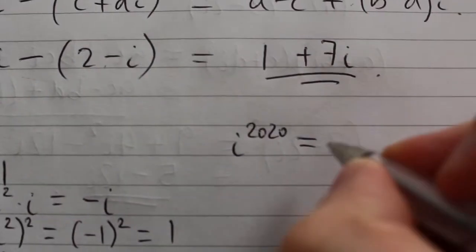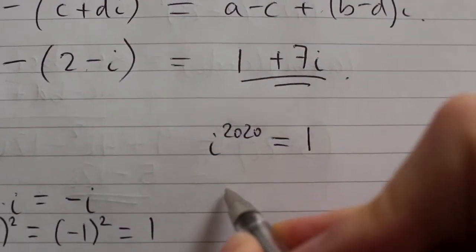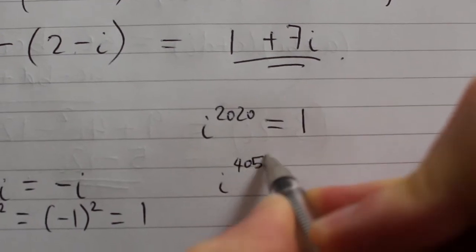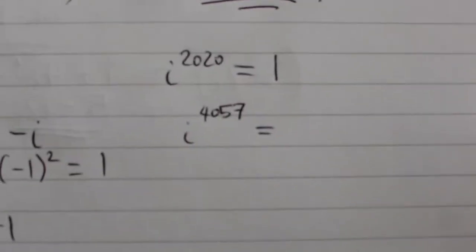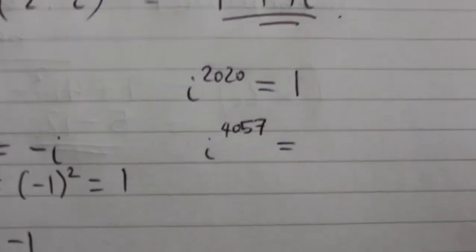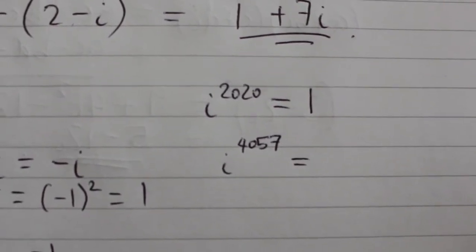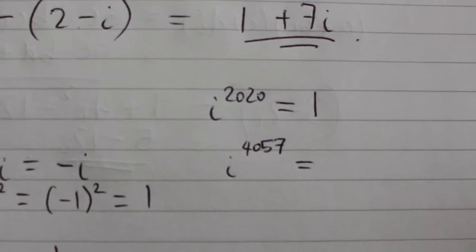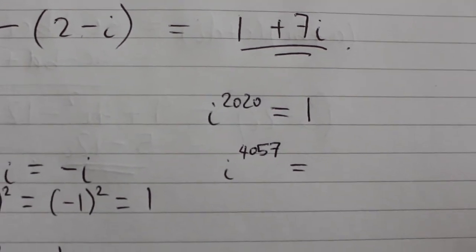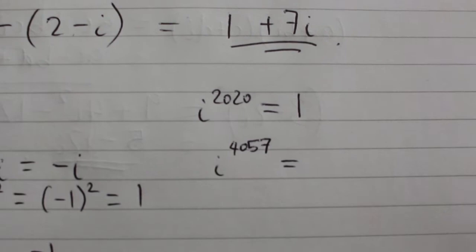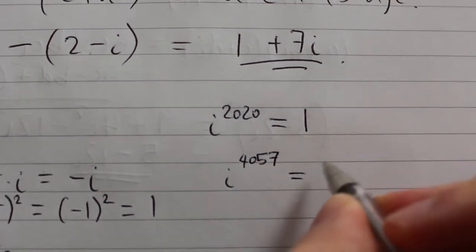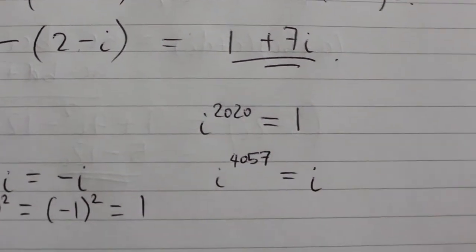So if we want to work out something like i to the power 2020, well, we know that this is a multiple of 4, so it's going to be 1. If we had something like i to the power 4057, that's slightly more complicated. We have to think about how that's related to a multiple of 4. We know 4056 is a multiple of 4, so 4057 is one more than a multiple of 4, so this is i.